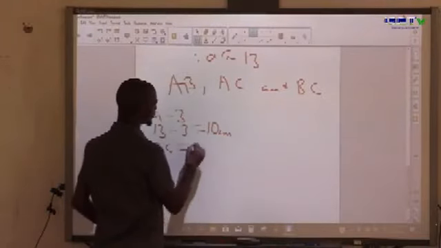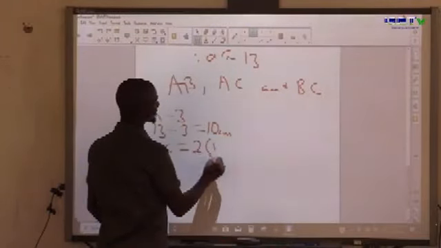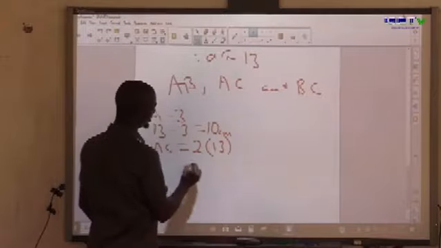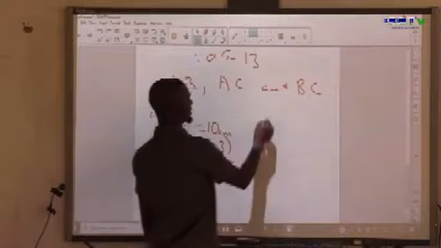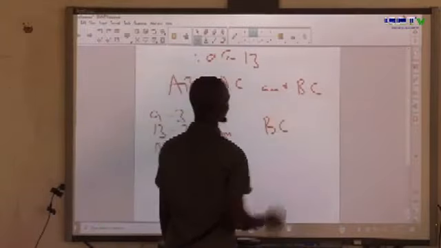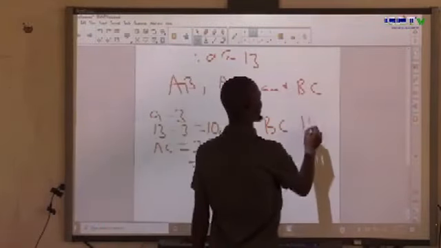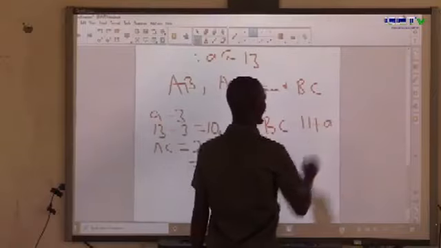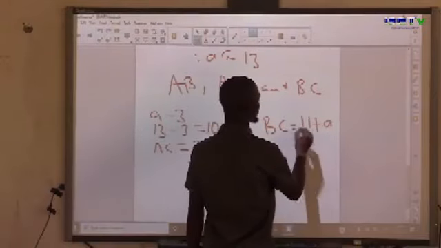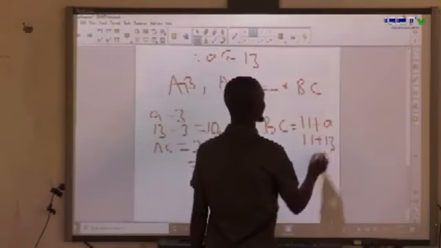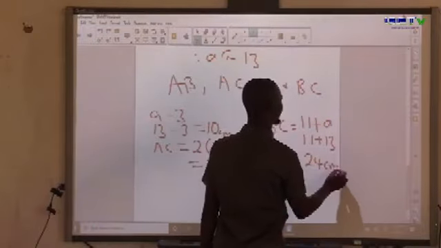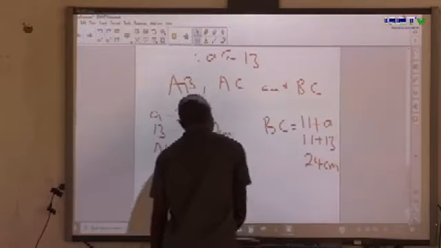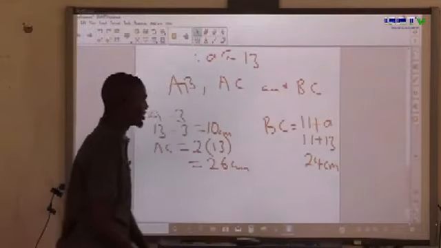Then AC is 2A, so you have 2 in bracket 13, which will give you 26 centimeters. Then the last one is BC. BC is 11 plus A. So it's going to be 11 plus 13. And that will give us 24 centimeters. This is the end of the assignment correction.